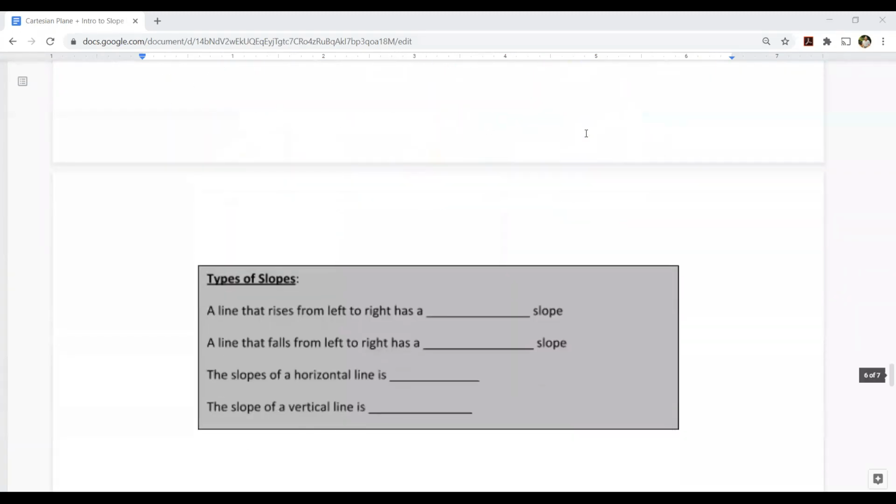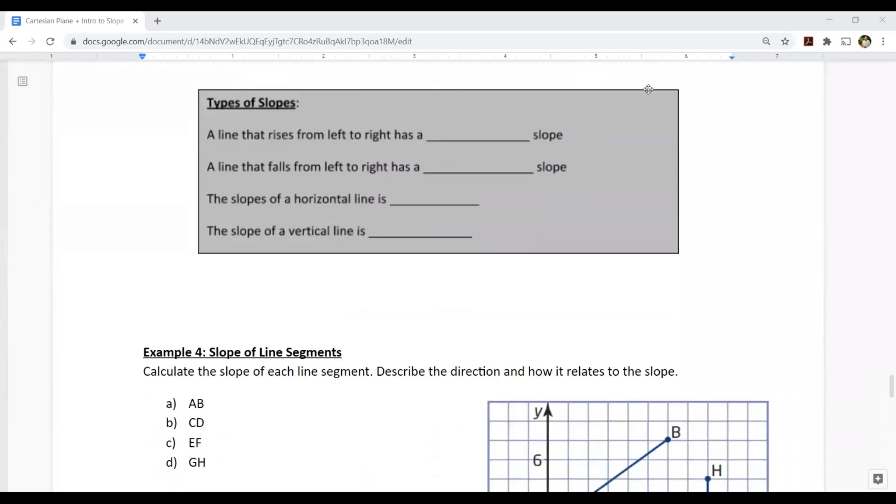Moving right along. Before we go over to example 4, we have some new definitions here, some new terms that are important to remember. So when we go over the types of slopes, a line that rises from left to right is known as a positive slope. The key word here is rise. So again, we're rising and we're going from left to right. So think of it as a line segment from here rising to there. Because we're rising, we're going to have a positive slope.